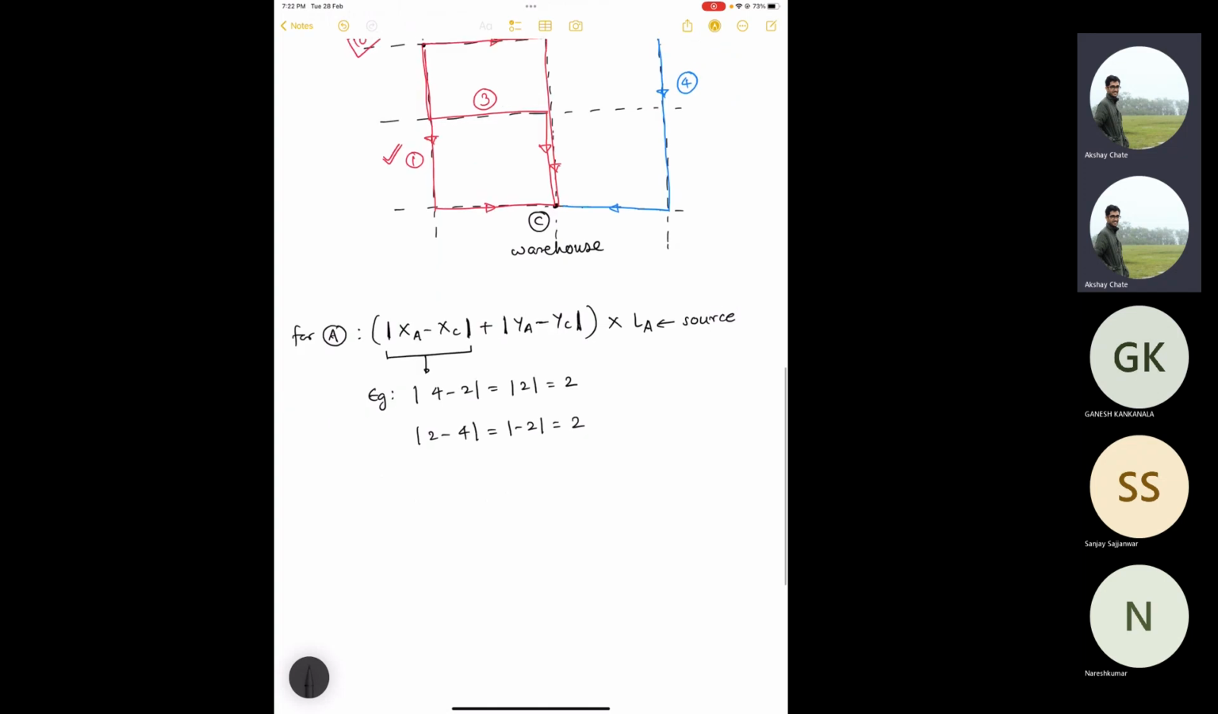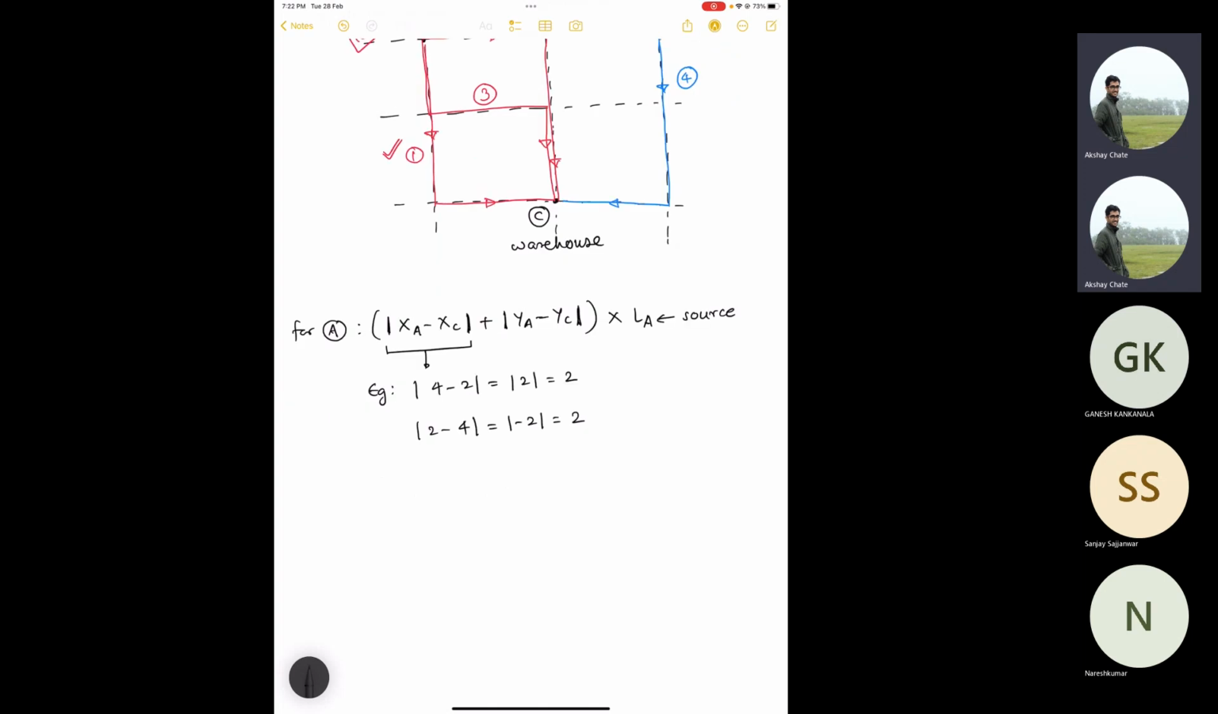Now, what will you do? You'll write this distance load number for B as well, and you'll compare them. Whichever gives you higher value, you'll assign that factory to this warehouse. Simple. So, I think this is enough.